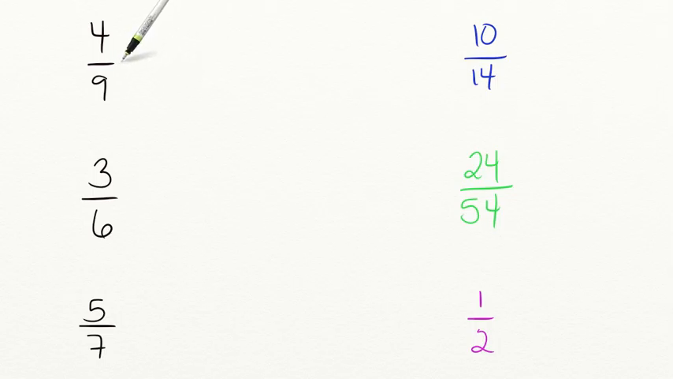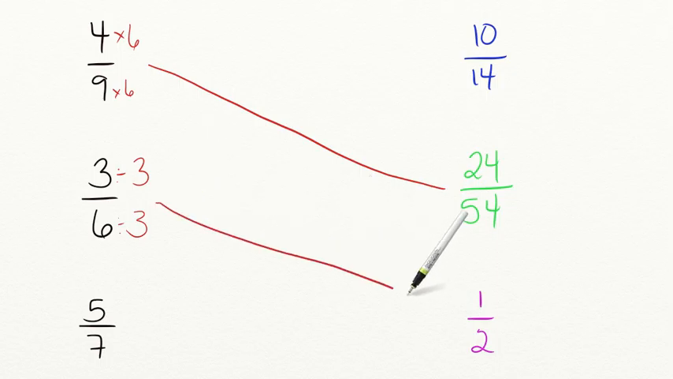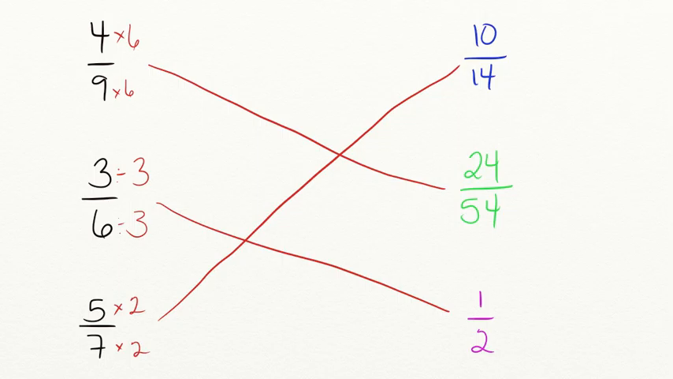Let's start with 4/9. If we multiply our numerator and our denominator by 6, we're going to get an equivalent fraction of 24/54. For 3/6, if we divide our numerator and our denominator by 3, we're going to find an equivalent fraction of 1/2. And 5/7. If we multiply our numerator and our denominator by 2, we have an equivalent fraction of 10/14. Great job! Let's review what you've learned in today's lesson.